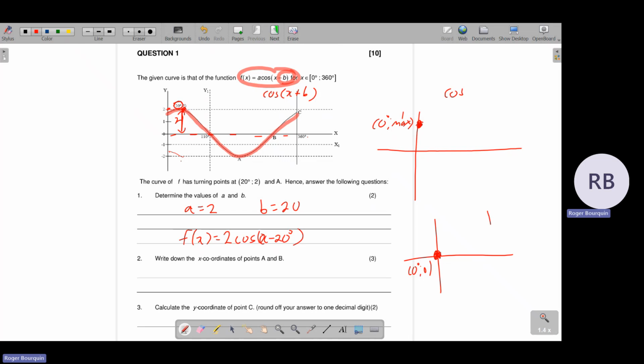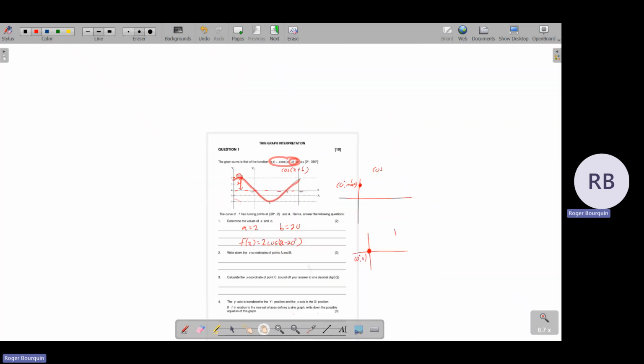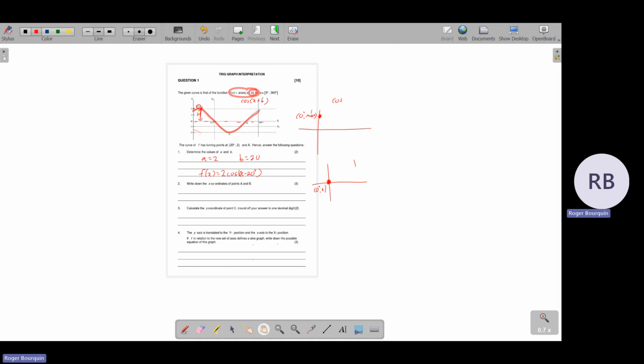Everyone okay up to here? Sure? Okay. Then they said, write down the coordinates of points A and B. So points A and point B.